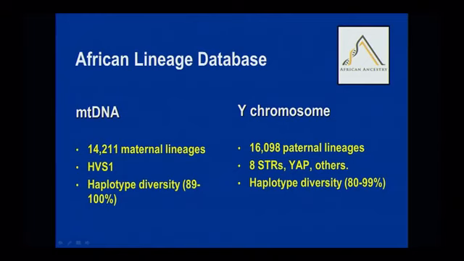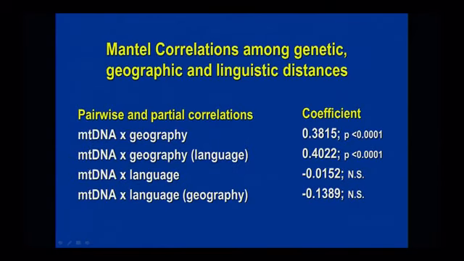Our database currently has over 14,000 mitochondrial lineages and over 16,000 Y chromosome lineages. As I said, we started this 10 years ago in 2003. So we were using a small set of genetic markers, but they were quite informative for saying something about African maternal and paternal ancestry. When we look at the genetic distances and geographic and linguistic differences in the database, we found that for mitochondrial DNA, there was a close correlation with geography. So the closer individuals were, of course, the more they shared genetically.